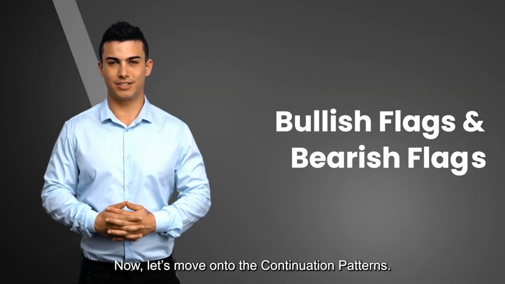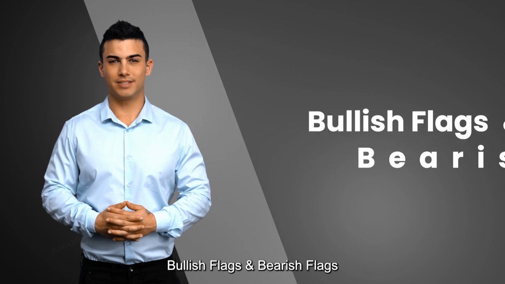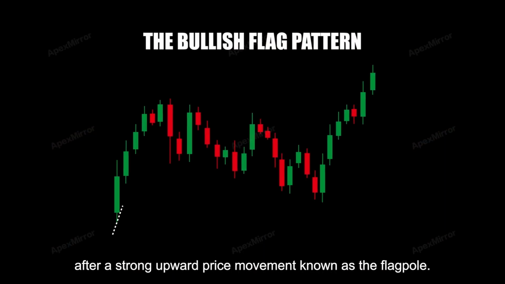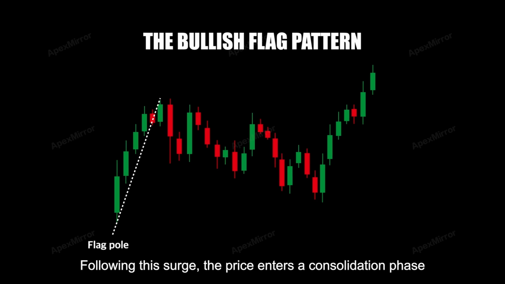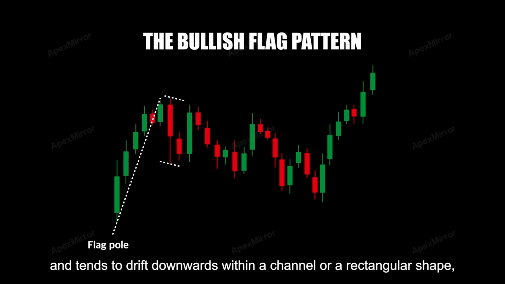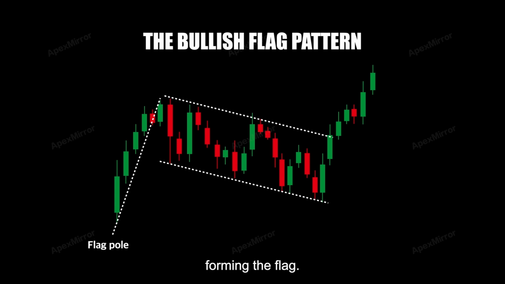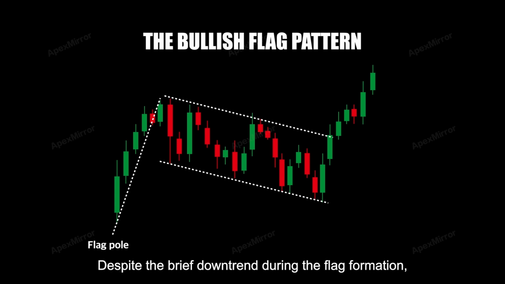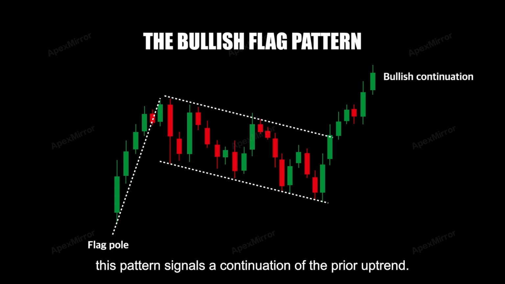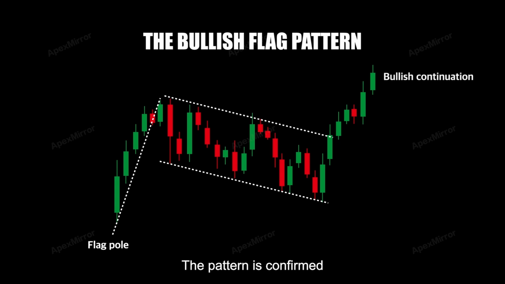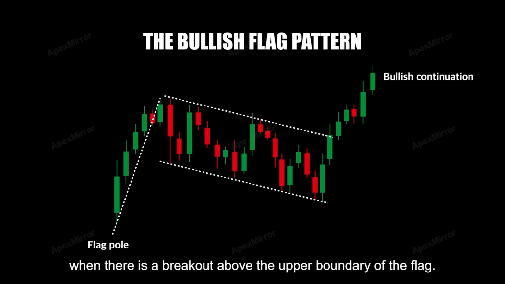Now let's move on to the continuation patterns, bullish flags and bearish flags. The bullish flag pattern typically forms after a strong upward price movement known as the flagpole. Following this surge, the price enters a consolidation phase and tends to drift downwards within a channel or a rectangular shape, forming the flag. Despite the brief downtrend during the flag formation, this pattern signals a continuation of the prior uptrend. The pattern is confirmed when there is a breakout above the upper boundary of the flag.